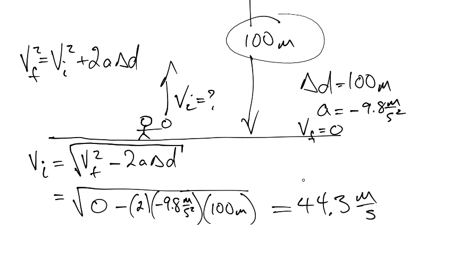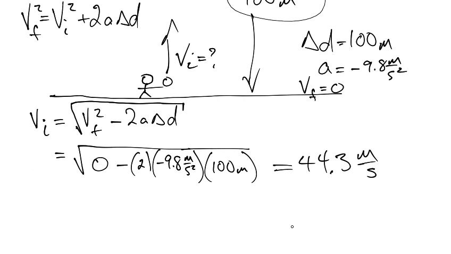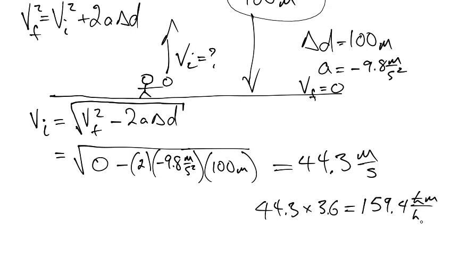Now, how fast is that in kilometers per hour? Well, listen, kilometers per hour is the bigger number, so we have to multiply by 3.6. So if you go 44.3 times 3.6, you're going to get about 159.4 kilometers per hour.